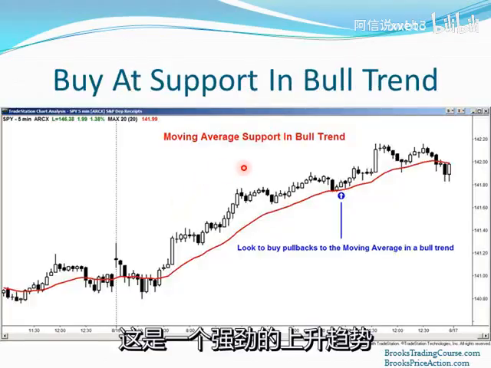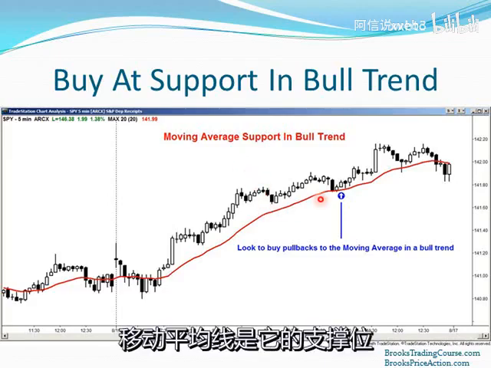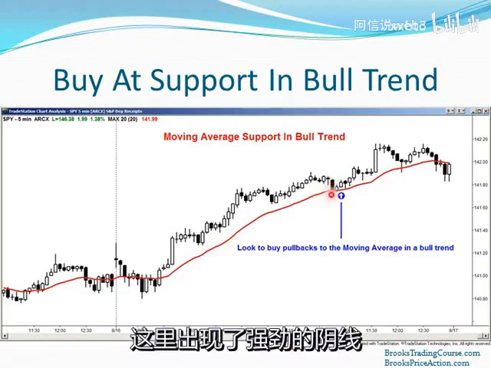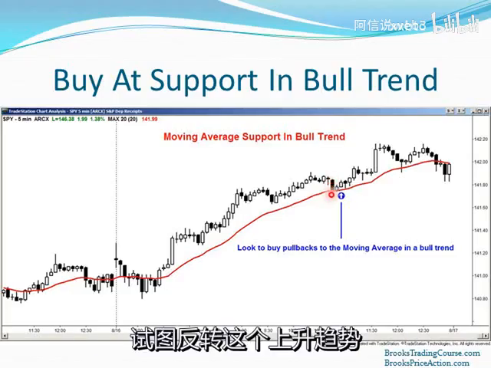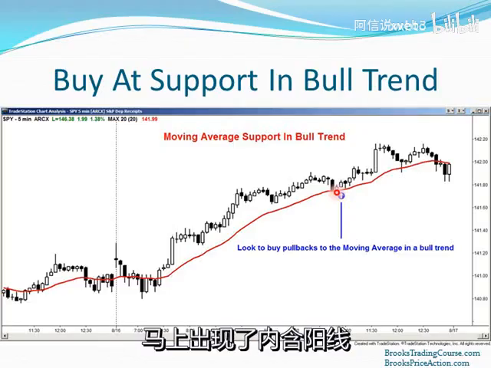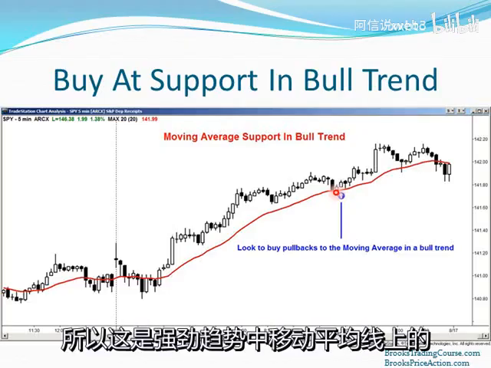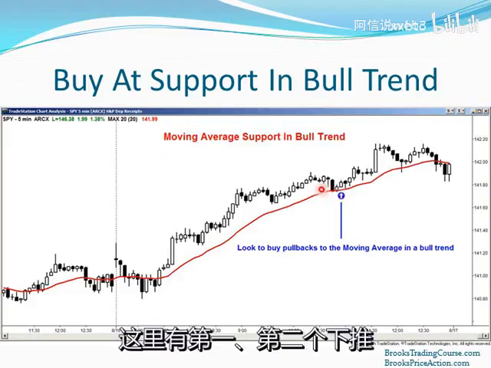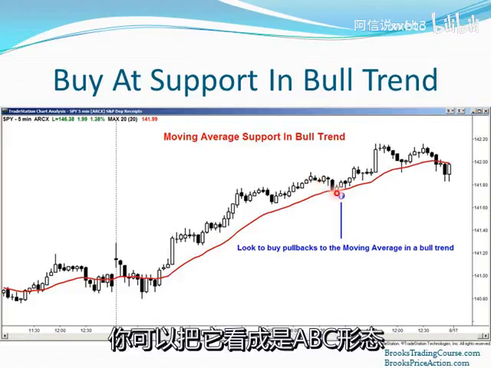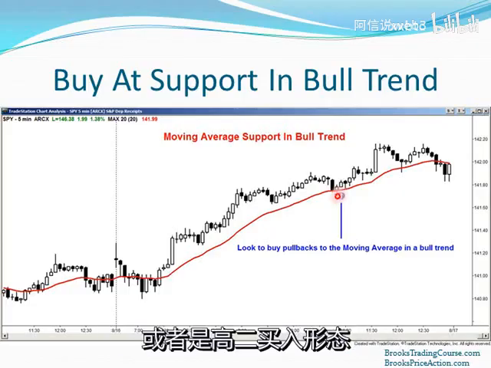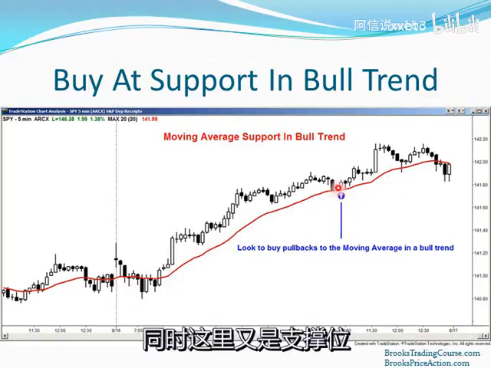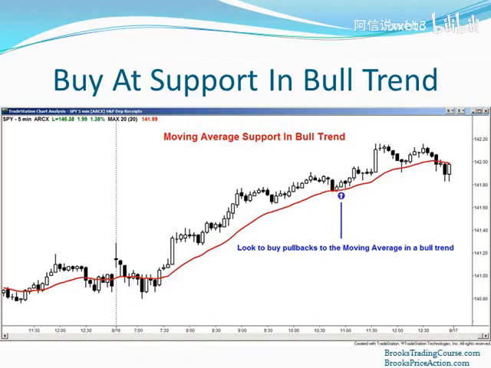Here's an example of a strong bull trend, and the moving average is support. I use a 20 bar exponential moving average. We have a strong bear bar trying to reverse the trend. It hit the moving average, and we immediately got a bull inside bar. So that is a good high 2 pullback at the moving average in a strong bull trend. 1 push down, 2 pushes down. So you can call it an ABC pattern. You can call it a high 2 buy setup. In any case, it's a strong buy signal in a strong bull trend at a support level.